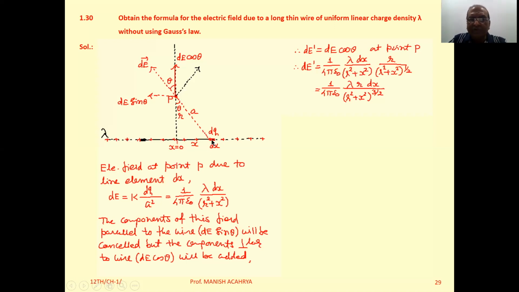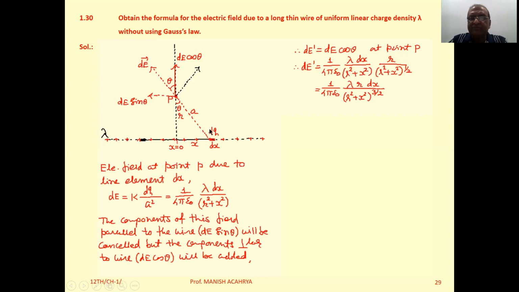Now charge per unit length is lambda. Therefore, what is the charge on length dx? So lambda into dx. So dq is lambda into dx. Then for a, we can use Pythagoras theorem. a square is r square plus x square. So this is the electric field at point P due to charge dq.